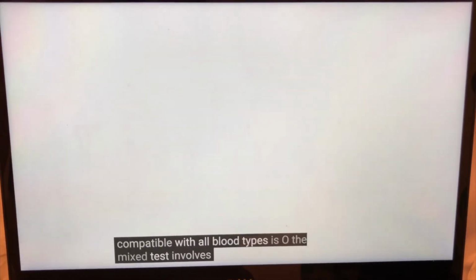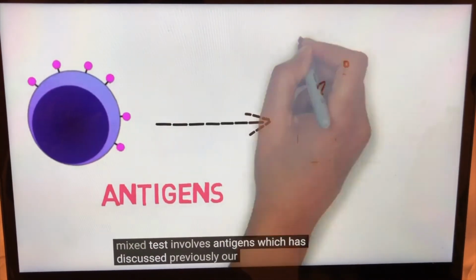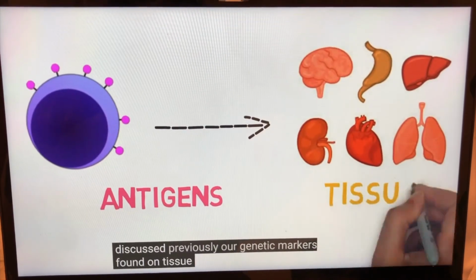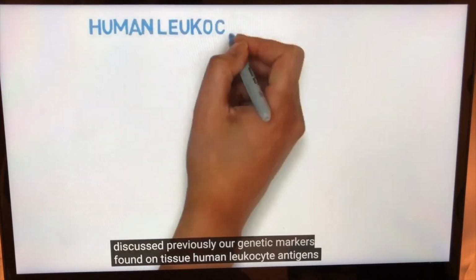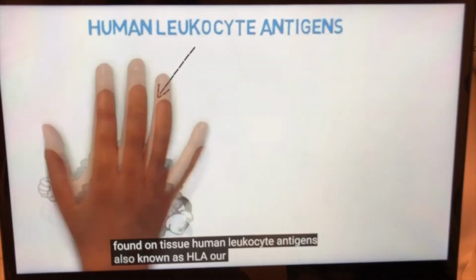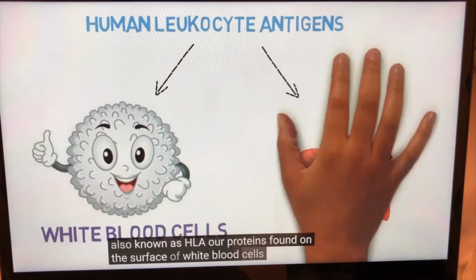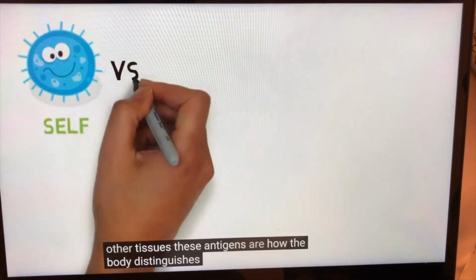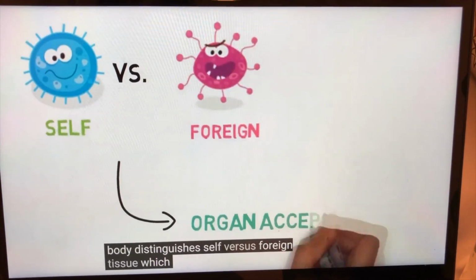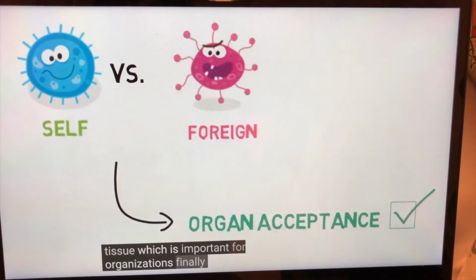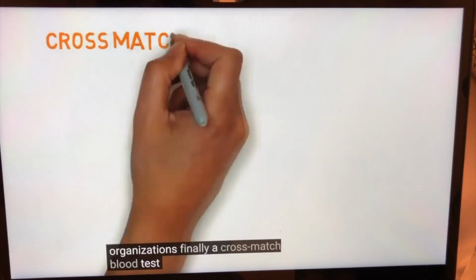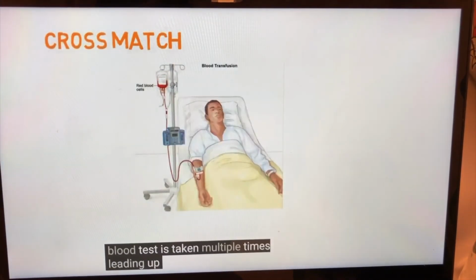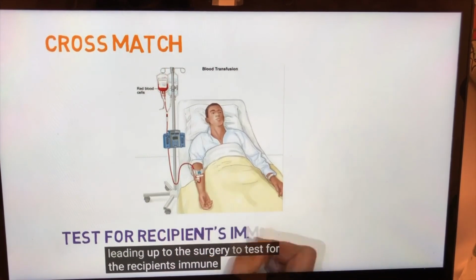The next test involves antigens, which, as discussed previously, are genetic markers found on tissue. Human leukocyte antigens, also known as HLA, are proteins found on the surface of white blood cells and other tissues. These antigens are how the body distinguishes self versus foreign tissue, which is important for organ acceptance. Finally, a cross-match blood test is taken multiple times leading up to the surgery to test for the recipient's immune response.